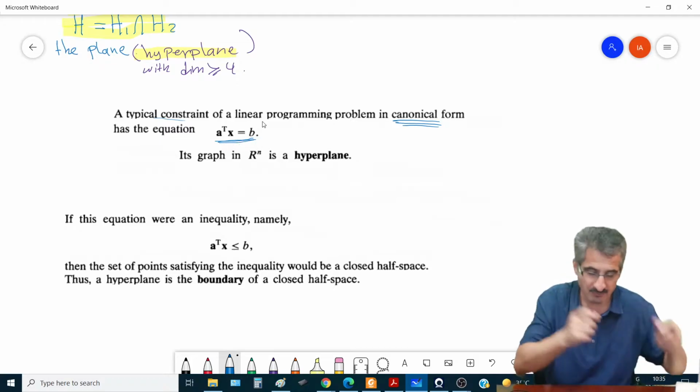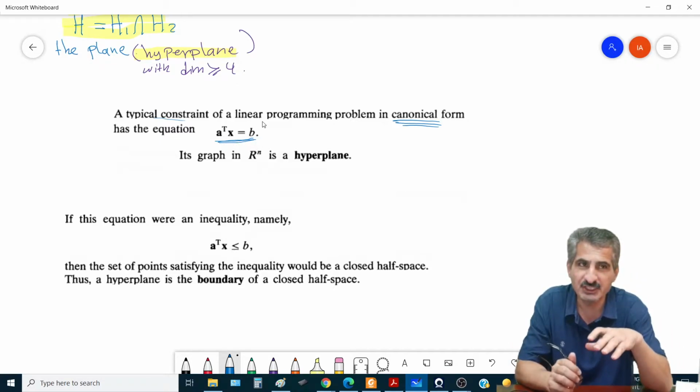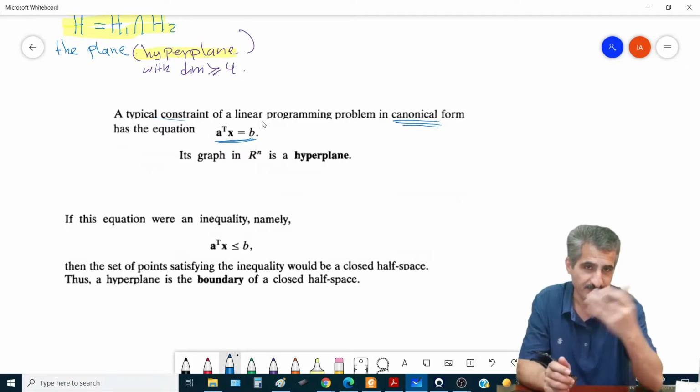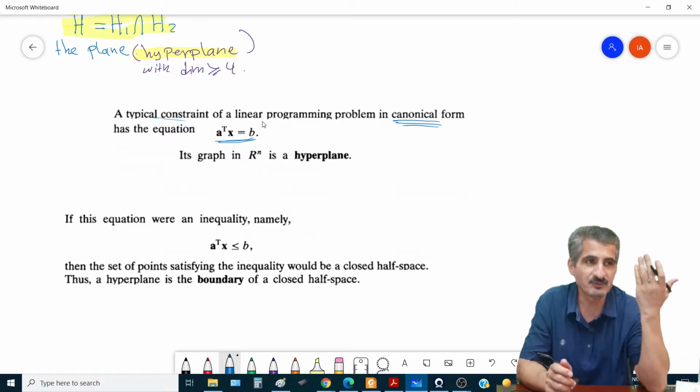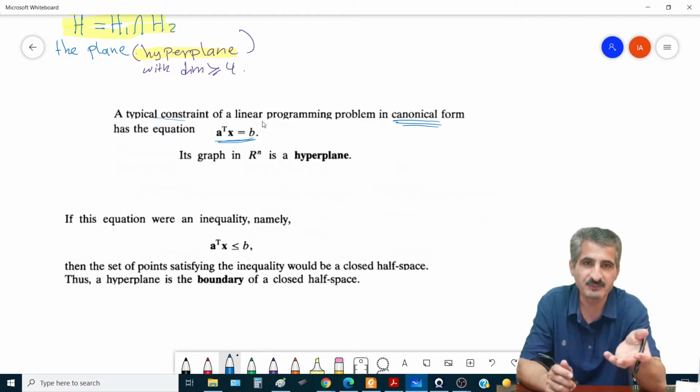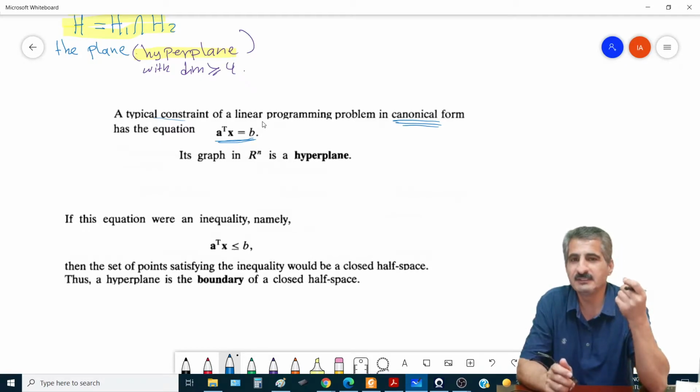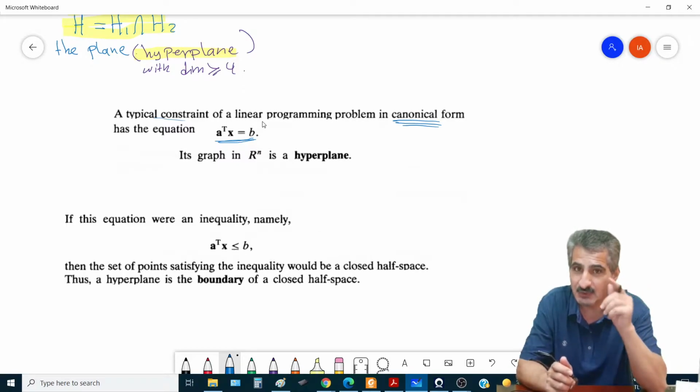Okay, so when we had standard form, the constraint was a half space, right? A half space, because it was less than or equal. But in canonical form, the constraint is equality, equal only. So it is the plane itself, the whole hyperplane.